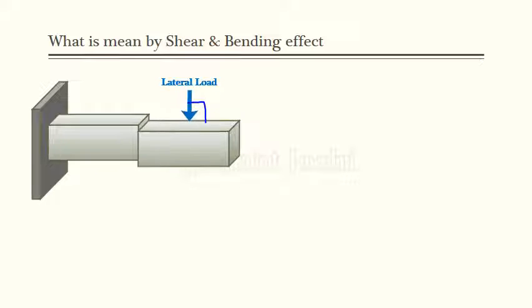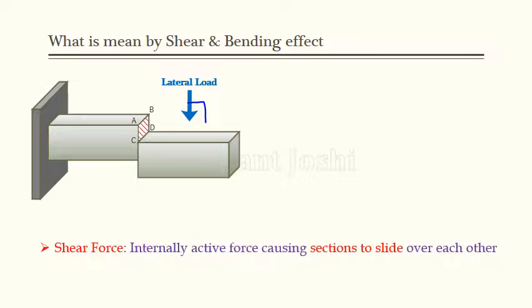One is this. Observe that the portion ABCD, which is shown by hatched line, is sliding over each other. Such a sliding effect is called the shear effect. So the internally active force causing sections to slide is called shear force.